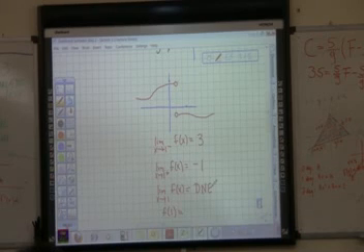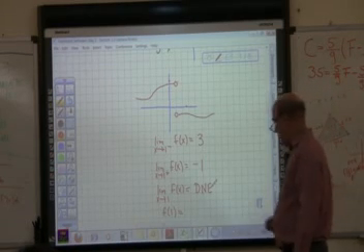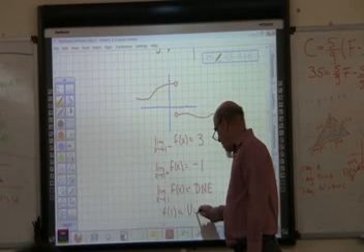And what is f of 1? It's either 3 or undefined. Oh no, it's undefined. It's undefined, good. Because I have an open hole at both spots.